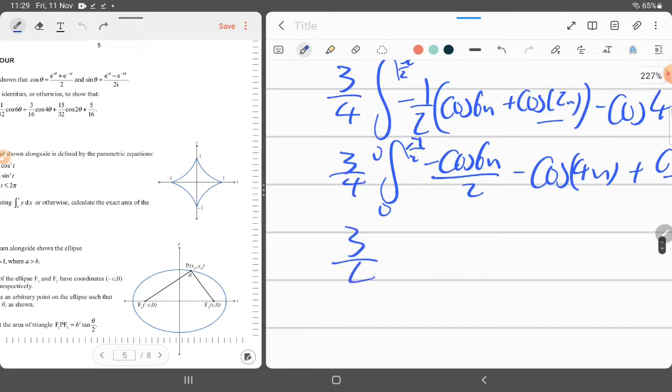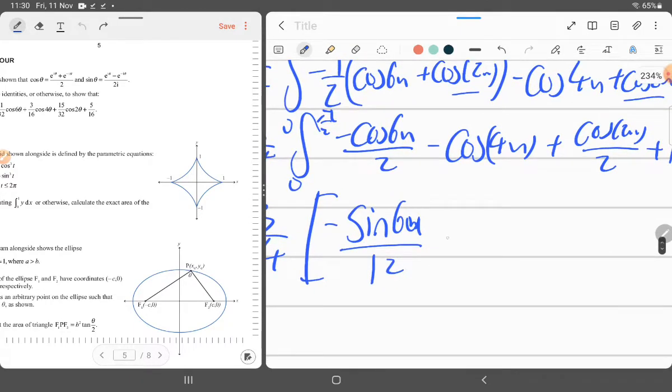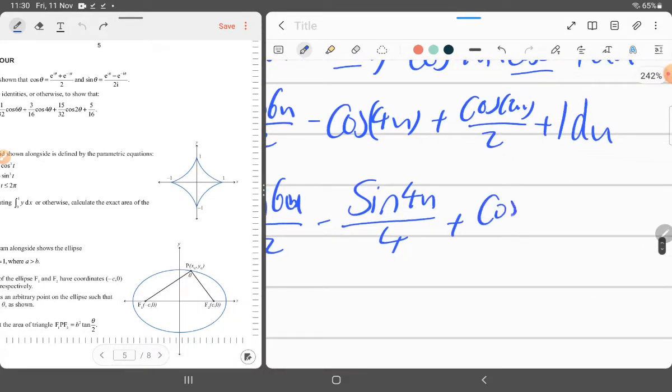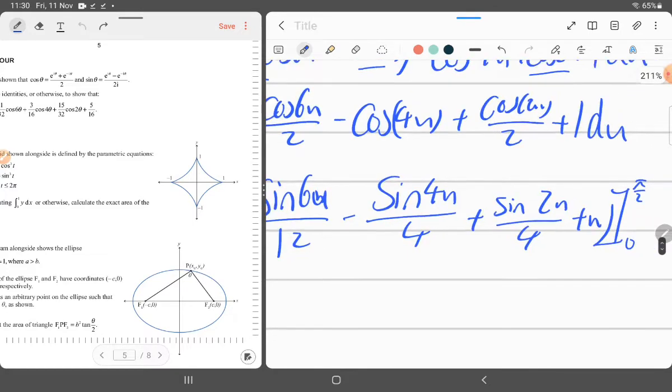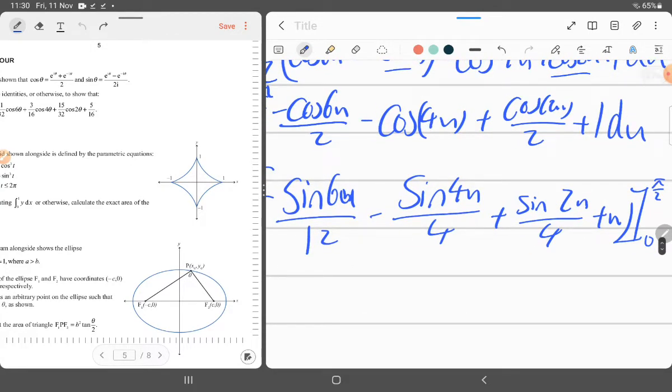Which is equal to 3 over 4 and actually no, we can just integrate it now. Negative sine 6u over 12, sine 4u over 4, sine 2u over 2, plus u. No, this is sine. U from pi over 2 to 0. If it's 0, then it will just be 0, and for pi, sine pi over 2 is 1.